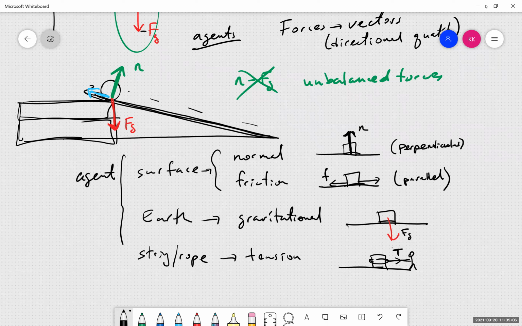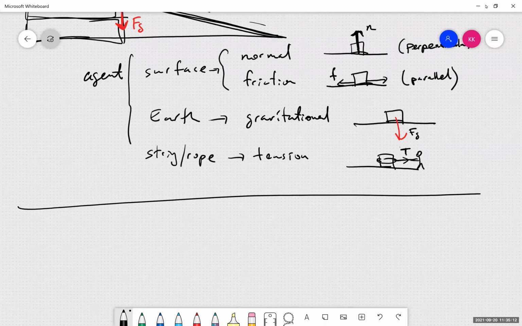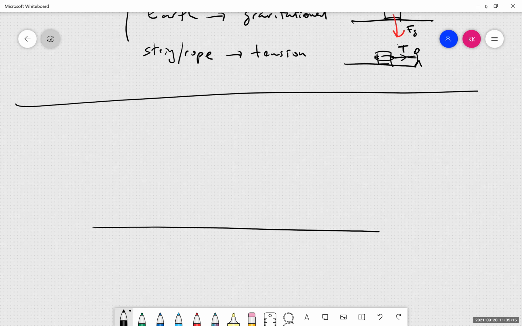All right, so the idea here in this lab, we're going to be talking about how an object being pushed or pulled along the horizontal axis is going to move depending on the net force. So what we have here, we have balanced forces. So technically, balanced forces represent Newton's first law.